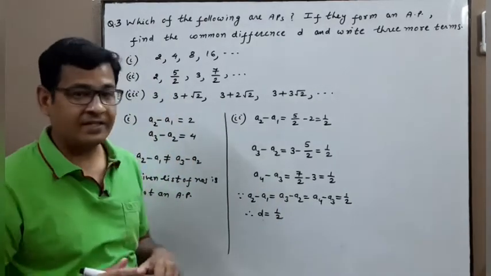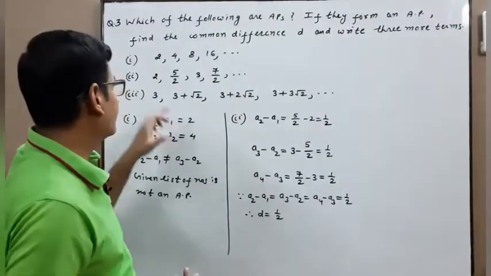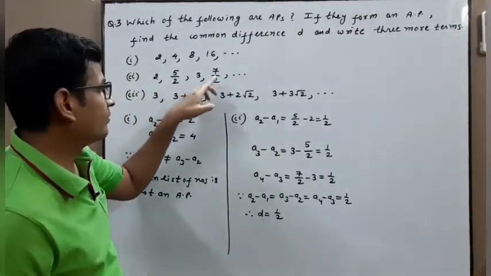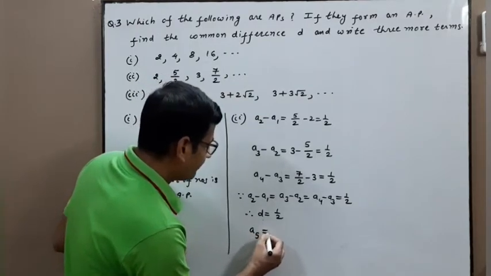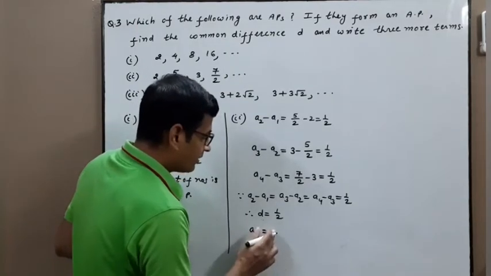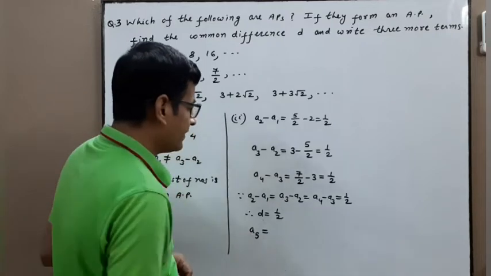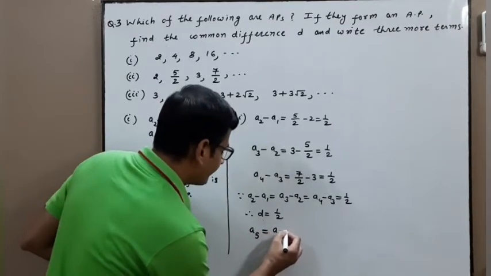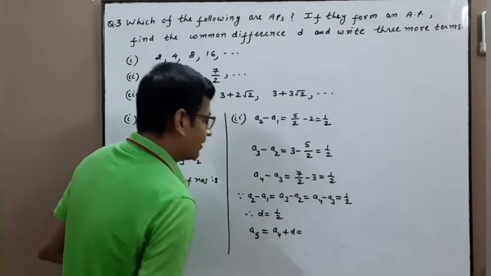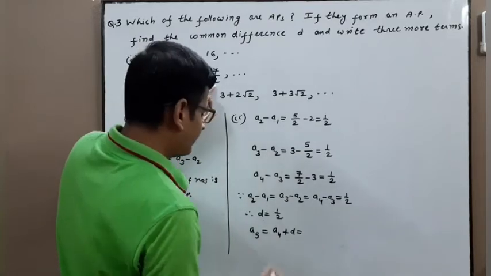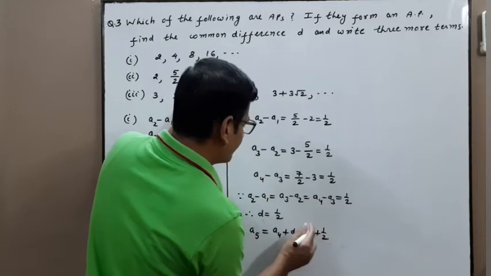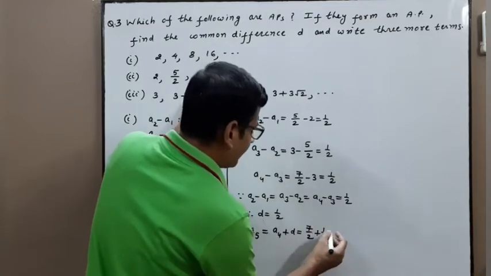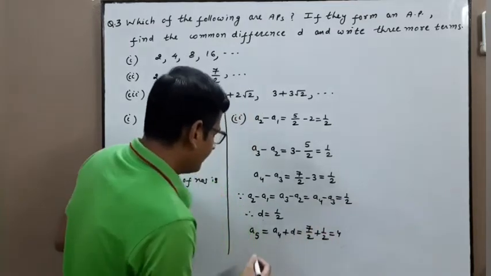Our question is to find 3 more terms. We have the first, second, third and fourth term. So now find the fifth term. The fifth term is equal to the fourth term plus the common difference. The fourth term is 7 by 2, so 7 by 2 plus 1 by 2, that is 8 by 2, which means 4.